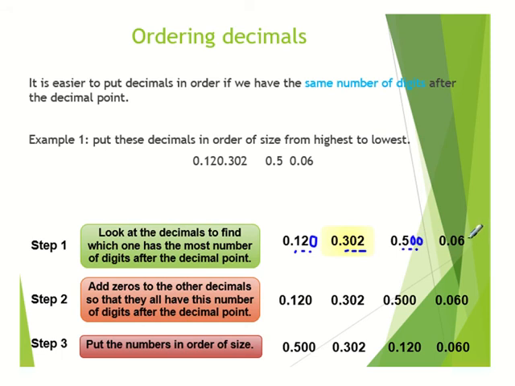And then you need to add 1 0 to this one, so this one has 3 digits, like the example is there. Then step 3, once you've done that, you can put them in order of size. So we're saying from highest to lowest, if we look, they all start with a 0 in the ones column. So then we're looking at the numbers after the decimal point. If you look across, we can see that 0.500 is the highest number, 0.302 is the next one, 0.120 is the next one, and 0.060 is the lowest number.